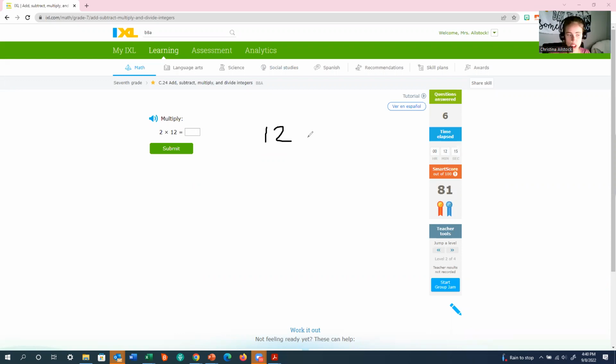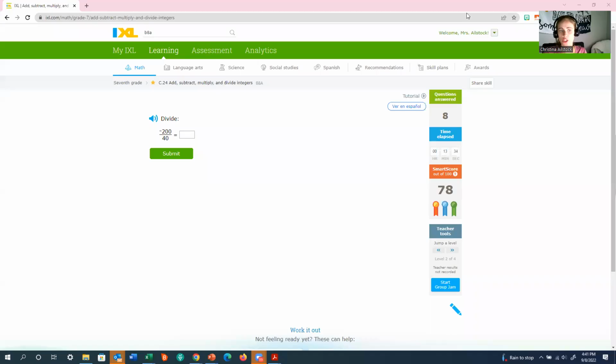So 12 has 2 digits, that's longer, that's going to go on top. We go 2 times 2, which is 4, and then 2 times 1, which is 2, giving us a 24. Now, should it be a positive or a negative 24? It should be positive. Remember, your rules for multiplying and dividing is if your numbers have the same sign, your answer will always be positive, which is what we had here. But then if they had opposite signs, your answer would have been negative.